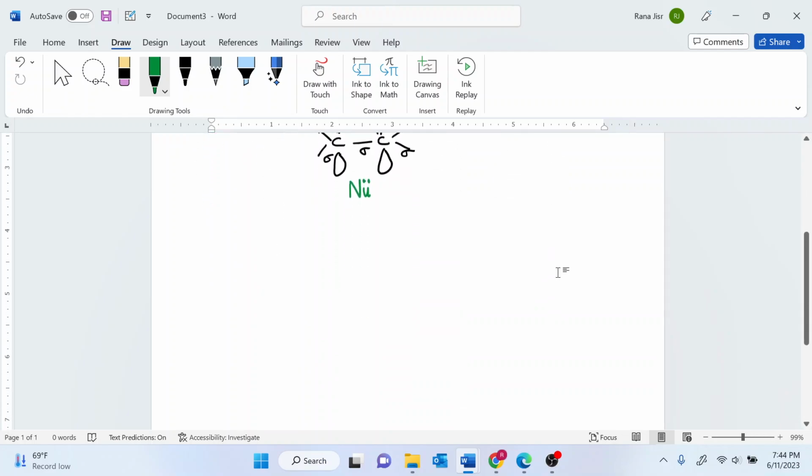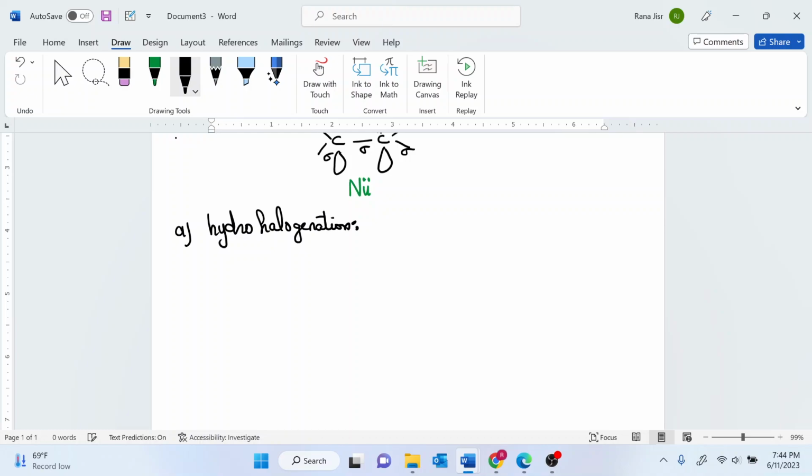Let's go ahead and start with our first reaction, which is called hydrohalogenation. Hydrohalogenation is the reaction of alkenes with HX, and X can be either chlorine, bromine, or iodine. Not fluorine though, because fluorine is a very bad leaving group since it's a strong base. All the other halogens are good leaving groups, so the reaction can proceed easily.